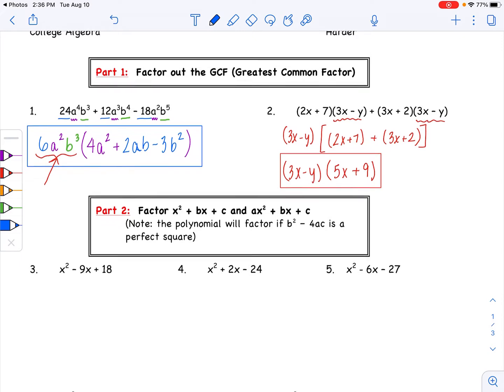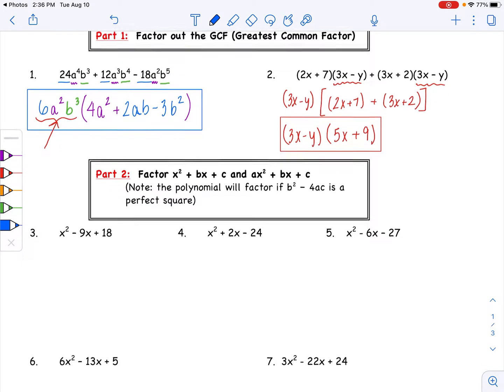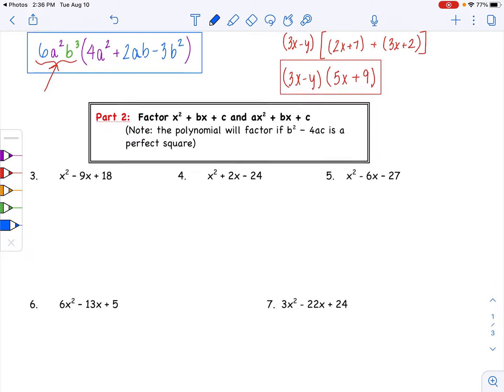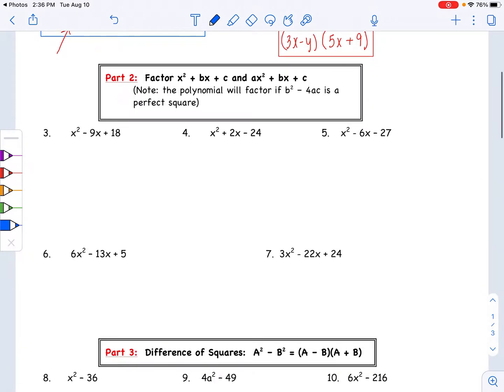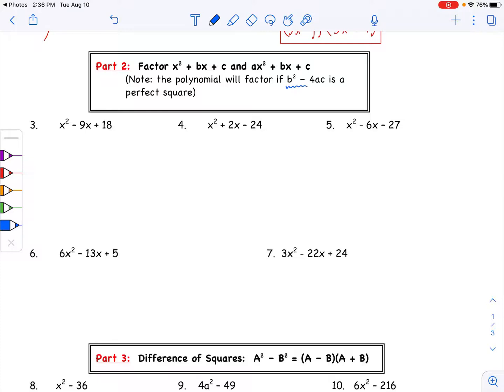Then our next chunk is factoring x squared plus bx plus c, or ax squared plus bx plus c, noting that the polynomial will factor if the discriminant, or what's under the square root in the quadratic formula, is a perfect square. So let's look. Here, x squared minus 9x plus 18. You want to figure out what terms add to negative 9 and multiply to 18.